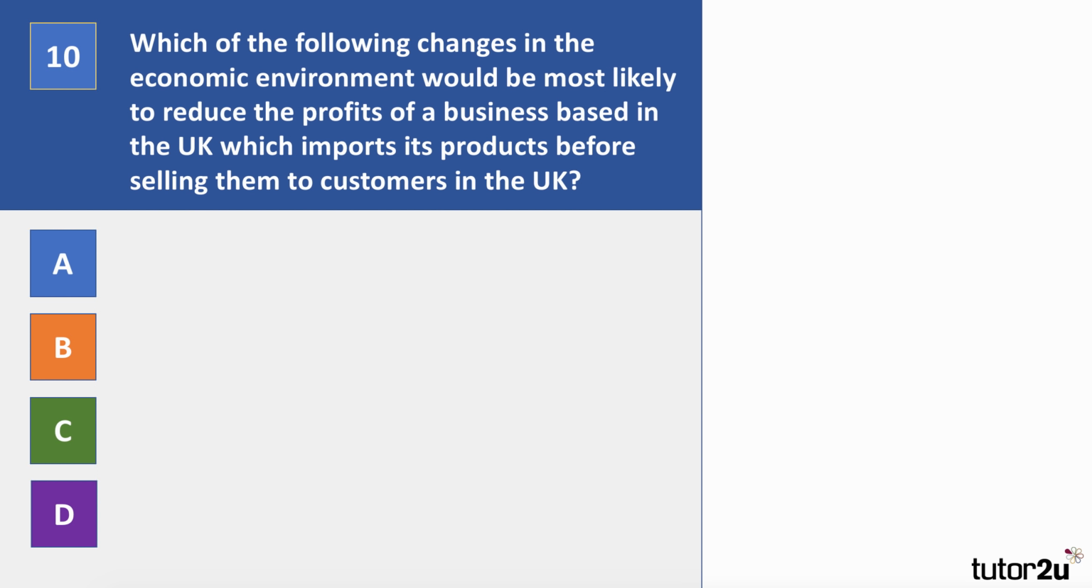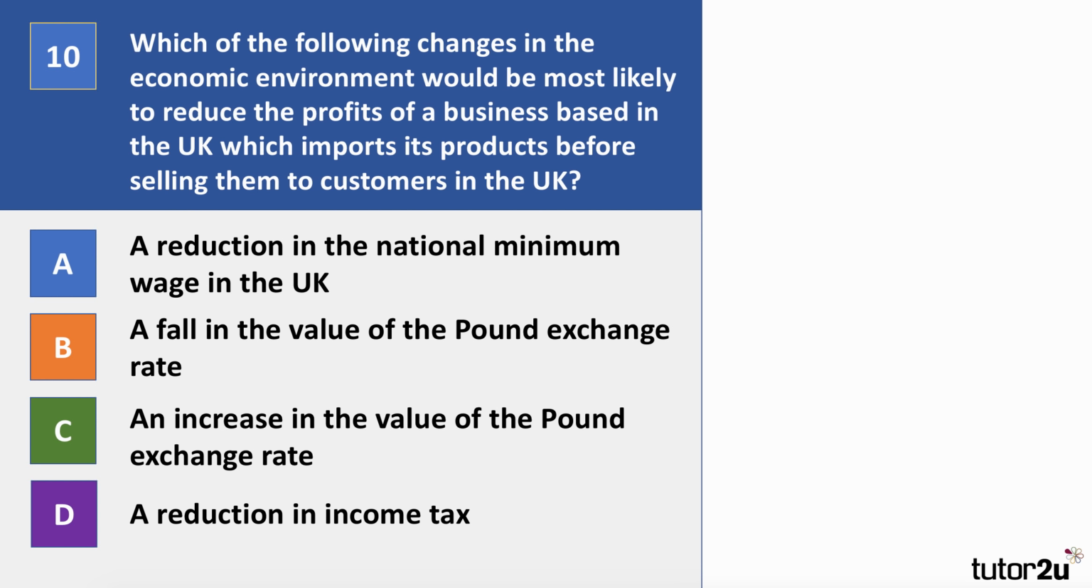Okay, question 10. Which of the following changes in the economic environment would be most likely to reduce the profits of a business based in the UK which imports its products before selling them to customers in the UK? So, work out your answer from those options there.